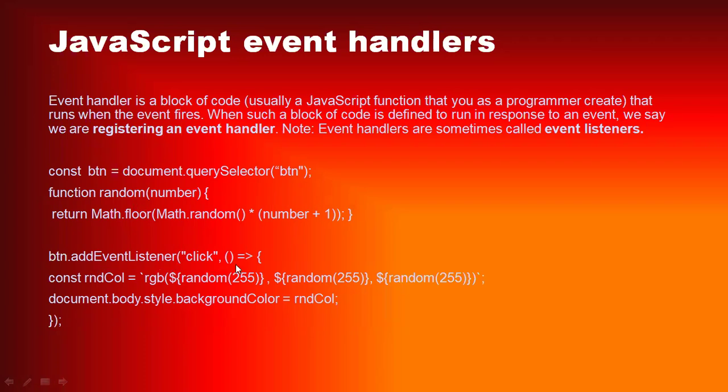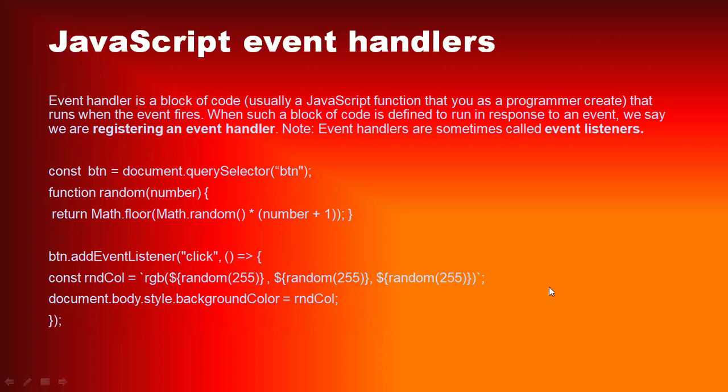This function is called an arrow function or anonymous function, because we don't have any function name. We write a set of parentheses, then an equal symbol and greater than. Here it is const rndCol, that is random color, equal to rgb, with random 255, random 255, random 255.